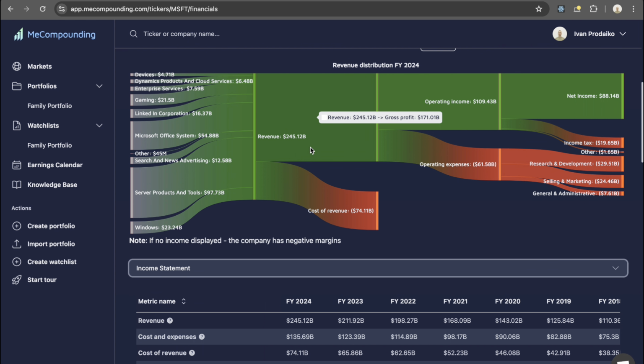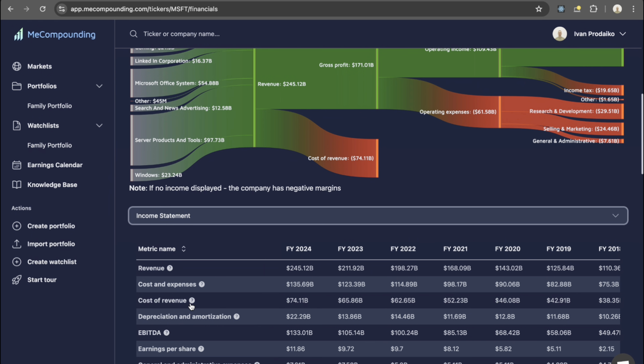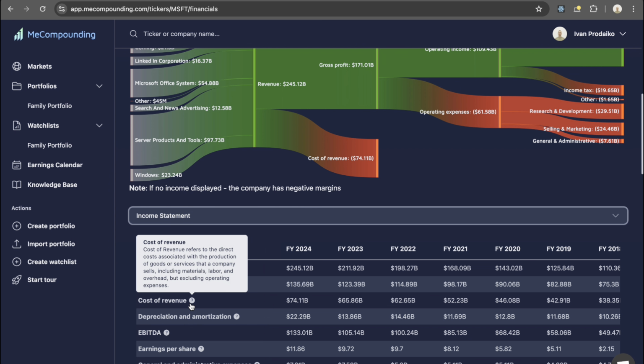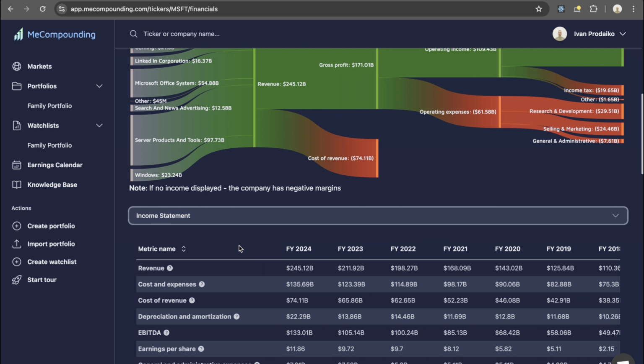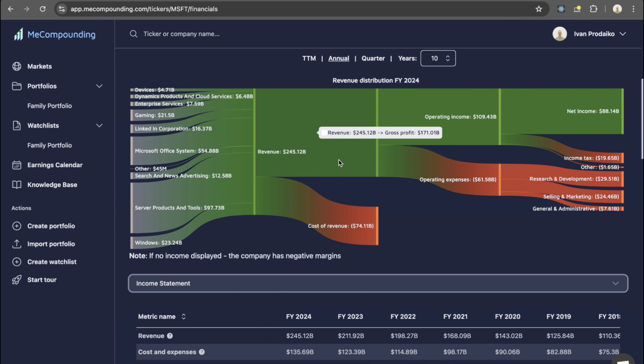Out of revenue, the company is spending cost of revenue. The cost of revenue itself is the direct cost associated with the production of goods or services the company sells, including materials, labor, overhead, and so on. And we are ending up with gross profit. The difference between gross profit and the revenue is called gross profit margin.